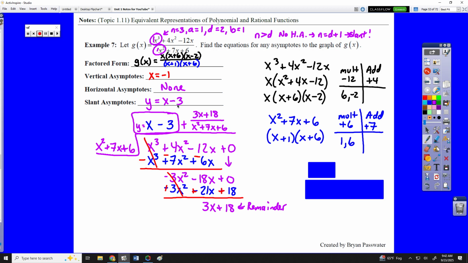Please note that in addition to that, we also had a hole at x equals negative 6. That's why we ignored the x plus 6, because that factor cancels. There is a hole at x equals negative 6. That undefined value is not a vertical asymptote. It is a hole.